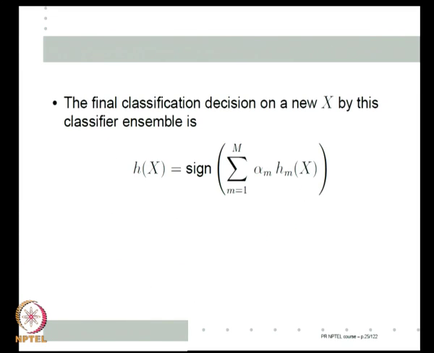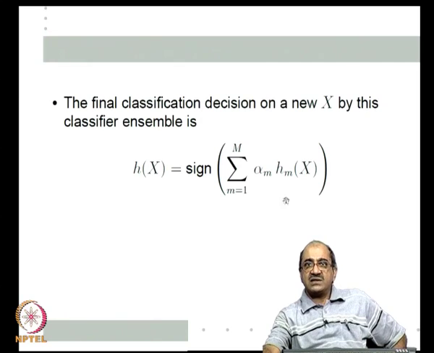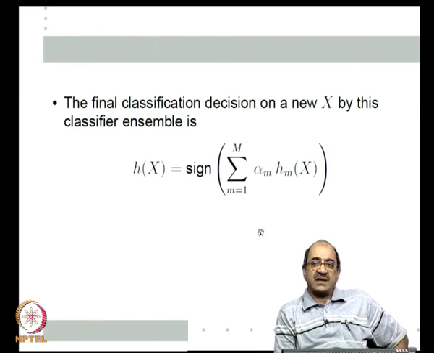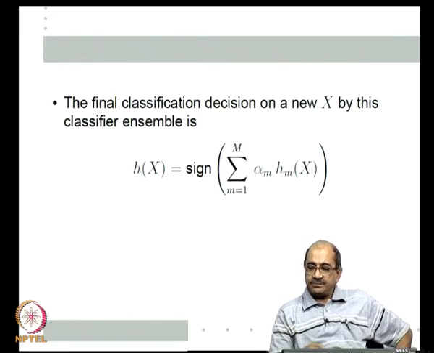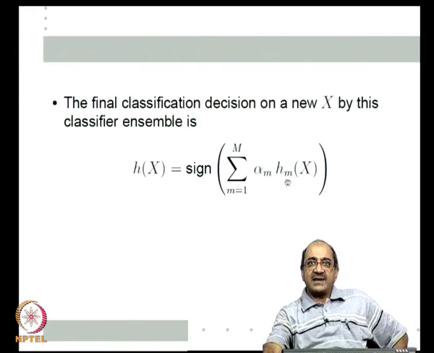A word about the final classifier. What is the final classifier of this ensemble? After learning all h m's, alpha m is, as we have seen, ln (1 minus j m) by j m, where j m is the weighted error. So, lower j m, higher is alpha m. Okay. So, I take alpha m h m x, take the summation, and take its sign as my final classifier.